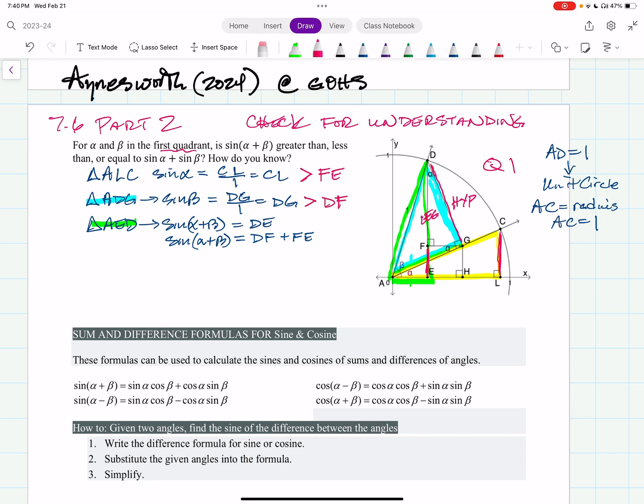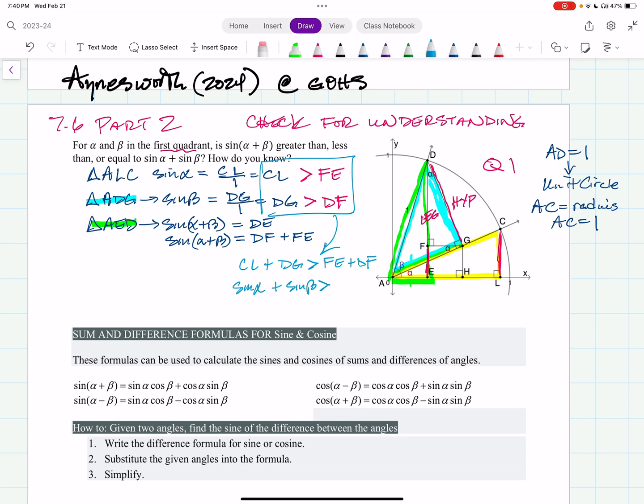Now I'm going to take these inequalities and add them together. Just get a little creative here. On the left side, I'm going to add CL and DG, and that's greater than the sum of the other two, FE plus DF. And what is that? CL is sine alpha, and DG is sine beta.